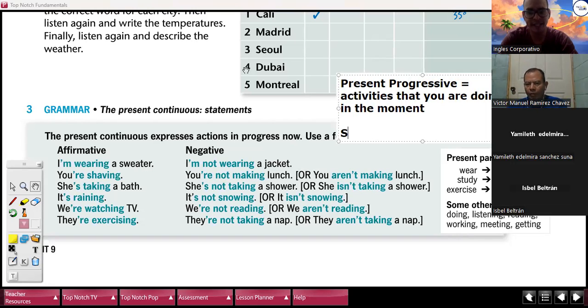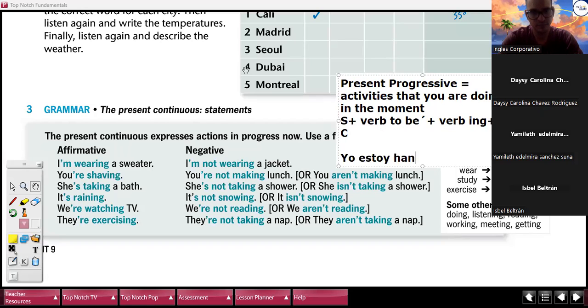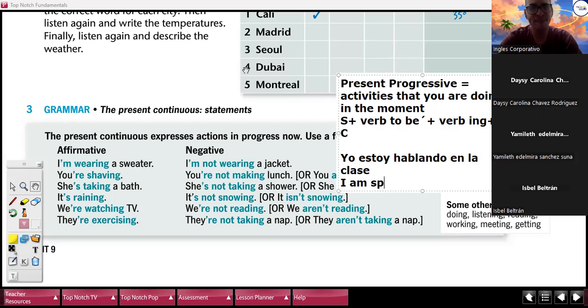For example, you need over here the subject, you need the verb to be, you need the verb in ing form, and you need the complement over here. So over here I will say, for example, I am speaking in the class. So that will be the sentence.